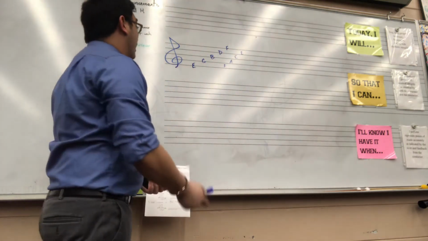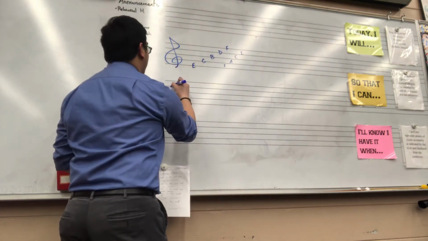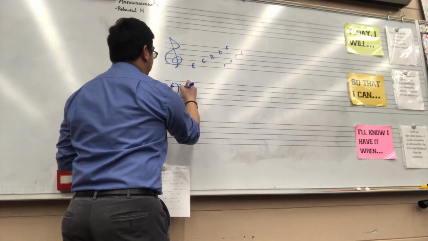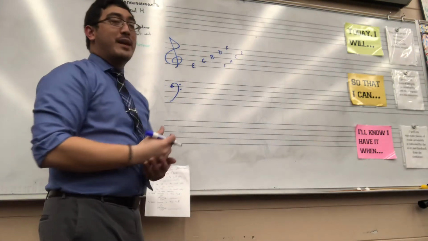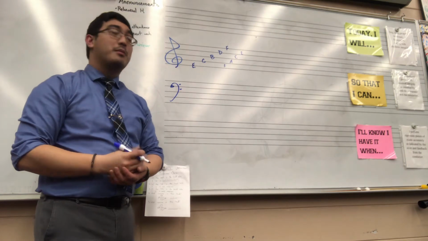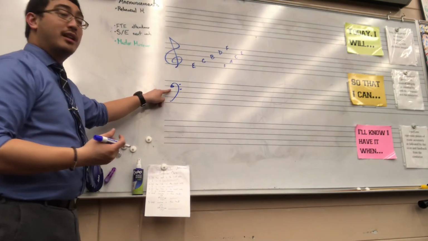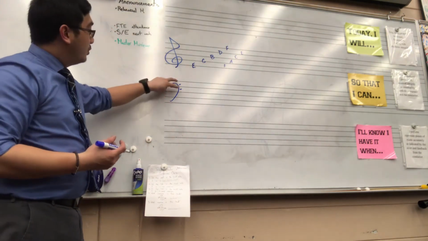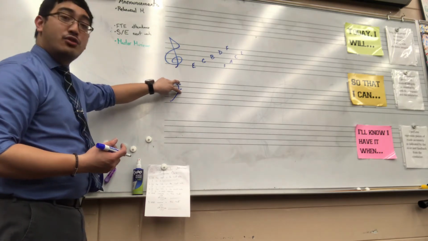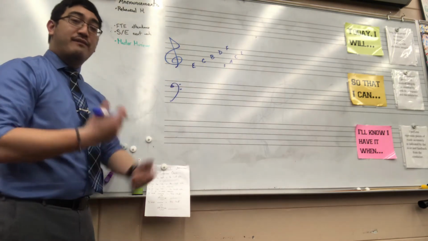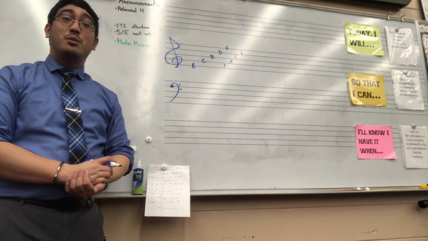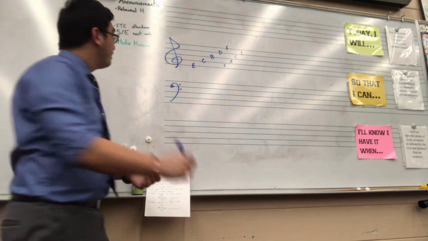For your bass clef, the bass clef has another functional name. The functional name of the bass clef is the F clef because the large dot is on the F line. The two dots on the side of the clef straddle the F line. The function of the bass clef is to tell you where F is.